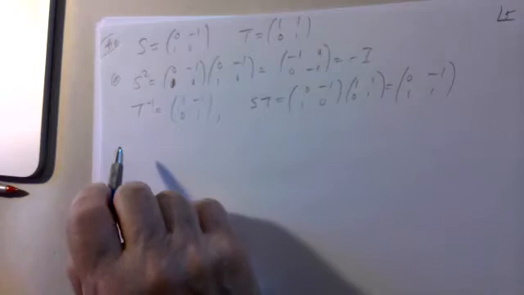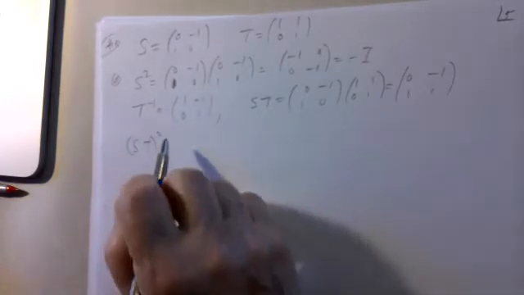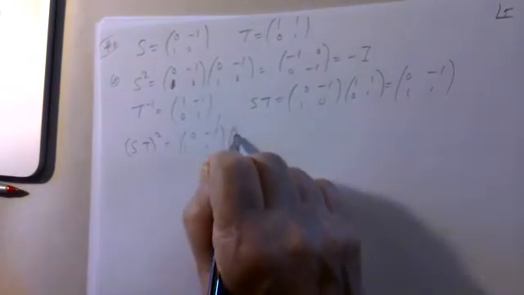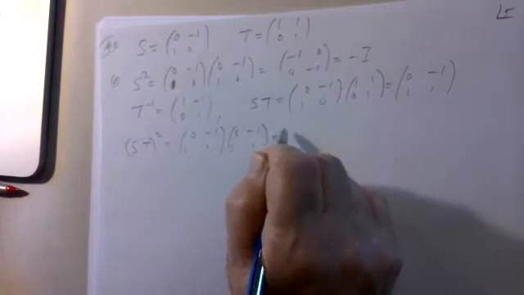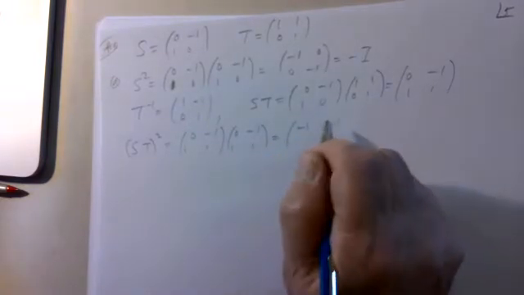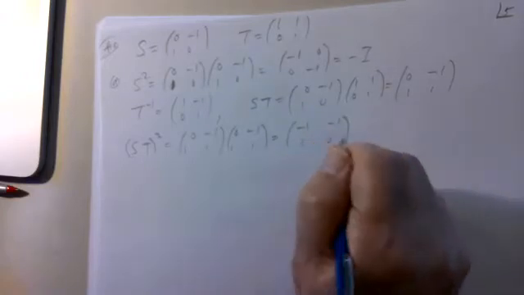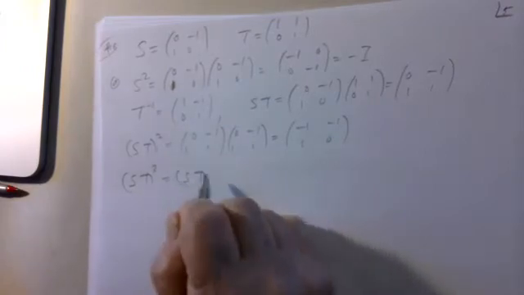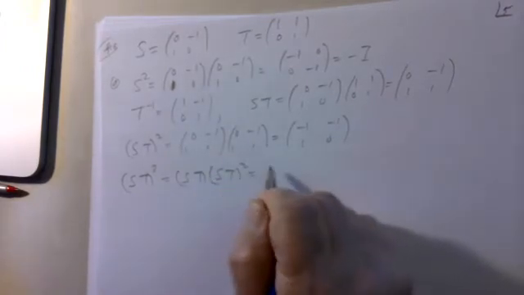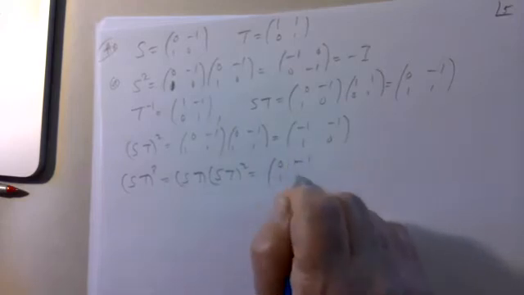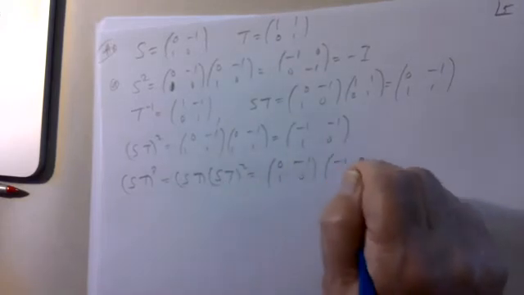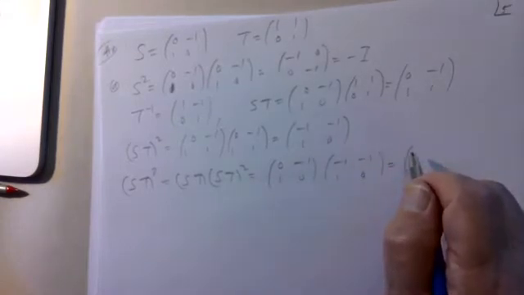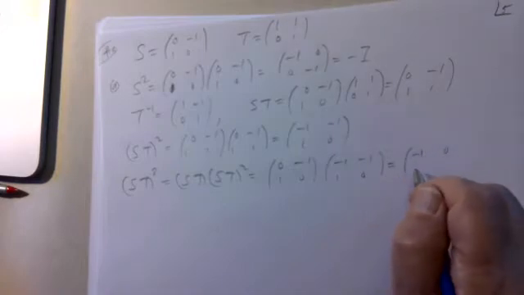And then we want ST cubed, so we have to first find ST squared. So that's 0, -1, 1, 1 times 0, -1, 1, 1. That's equal to -1, -1, 1, 0. And ST cubed is ST times ST squared. That's 0, -1, 1, 0 times -1, -1, 1, 0. That's equal to -1, 0.